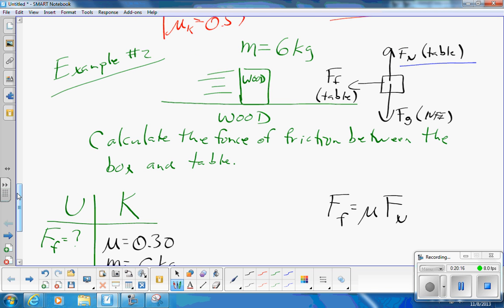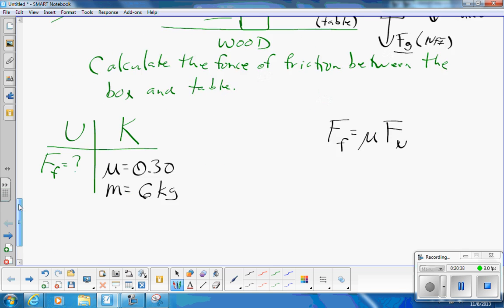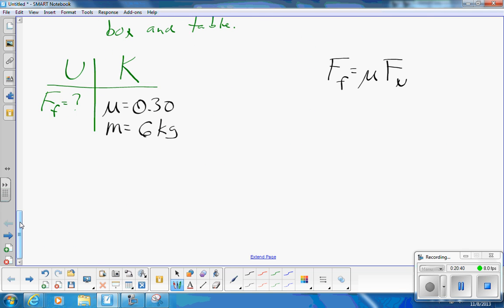I'm going to use my knowledge of dynamics and Newton's laws. I know that there is no acceleration of the box up or down. It's not accelerating vertically. That tells me that these two forces, the normal force and the gravitational force, are balanced with each other. They have the same magnitude in opposite directions. So if I can calculate the gravitational force, then I know it has the same magnitude as the normal force, and once I know that, I can put it into this formula and calculate the friction force.